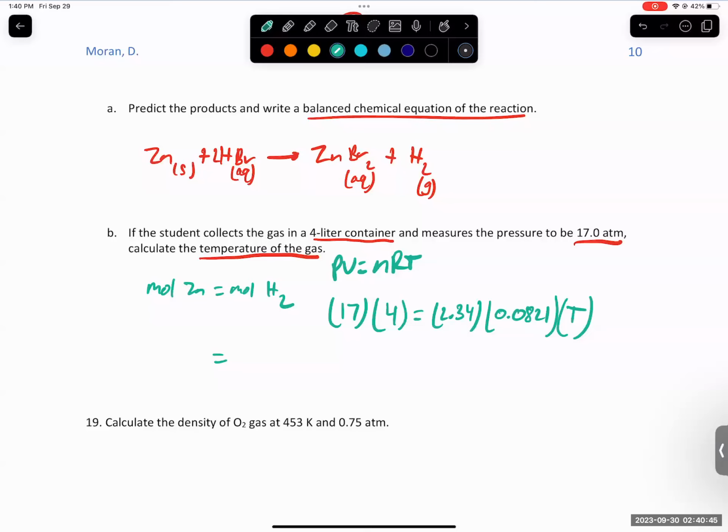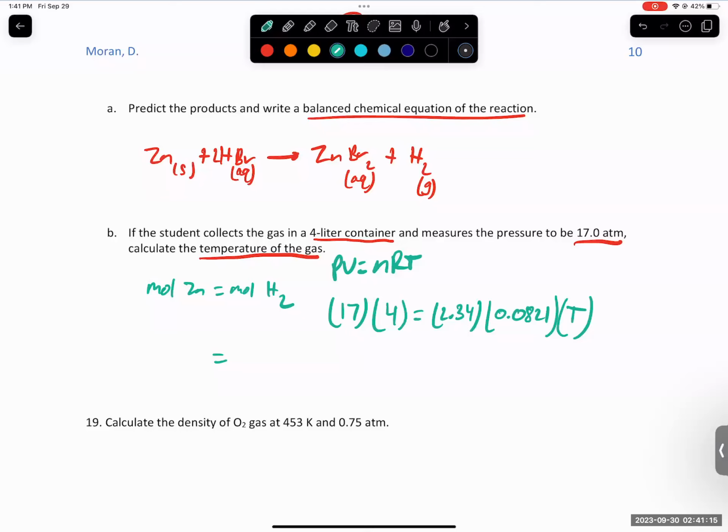I did pressure times volume over moles times the constant. Yeah, it is the same thing as this. I put 400 milliliters instead of 4 liters. Remember that your volume always has to be in liters for the gas law. What'd you get? 365.